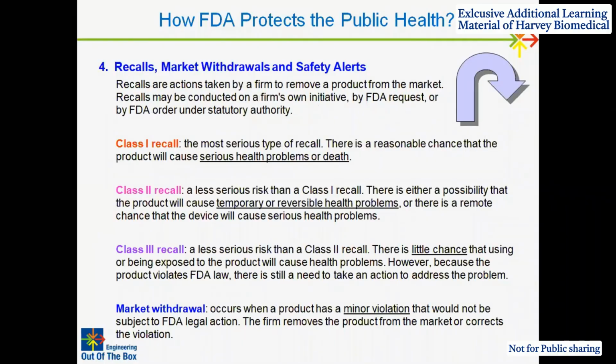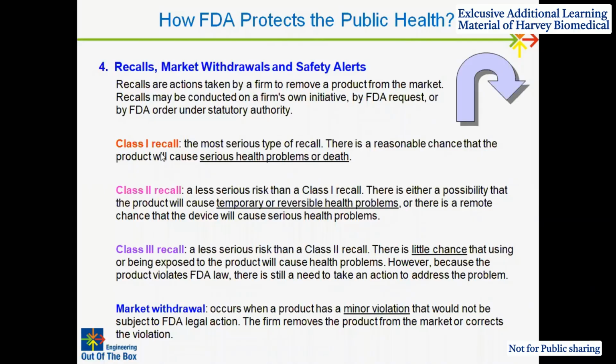And recalls, market withdrawals, and safety alerts. Recalls are actions taken by a firm to remove a product from the market. Recalls may be conducted on a firm's own initiative, by FDA request, or by FDA order under statutory authority. There are different types of recalls: class 1 recall, class 2 recall, class 3 recall, and market withdrawals. A recall means we are just recalling the product, but withdrawal means we are entirely withdrawing the product from the market.